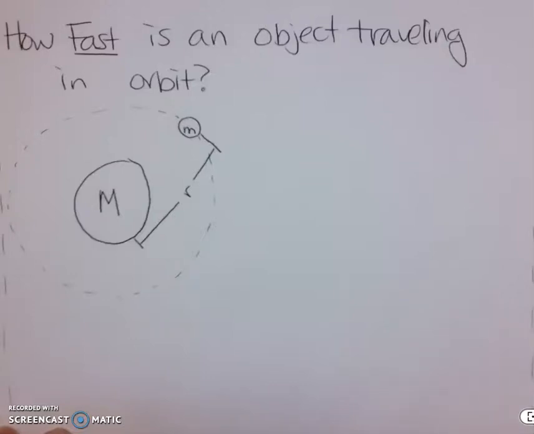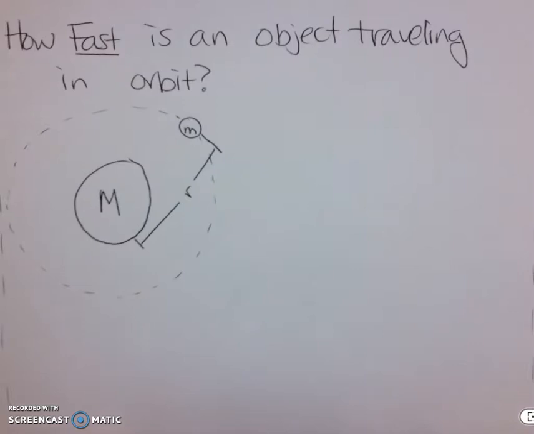Miss Parent here with you one more time to help you figure out how you can determine how fast an object is traveling in orbit. Now this is a nice question because one, it combines gravity and circles, and two, they may very well ask you how to derive this equation on the exam.